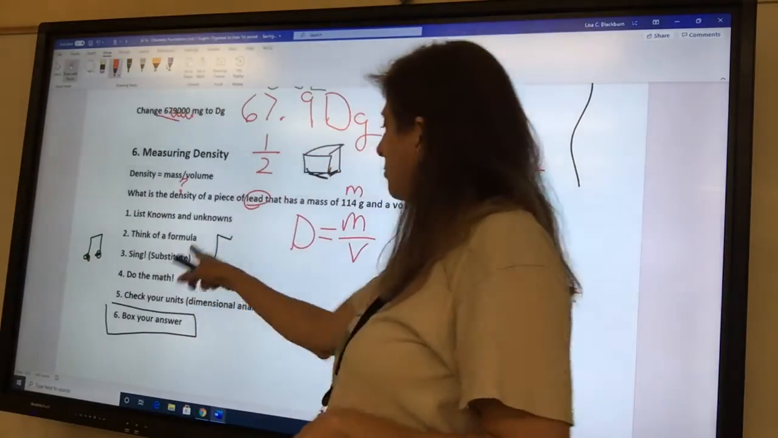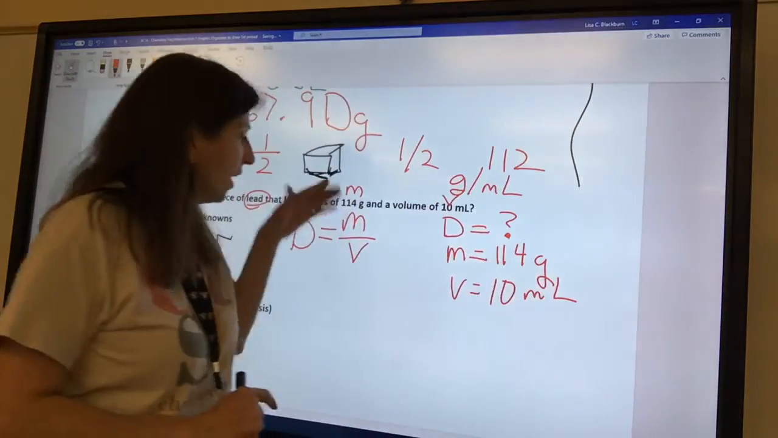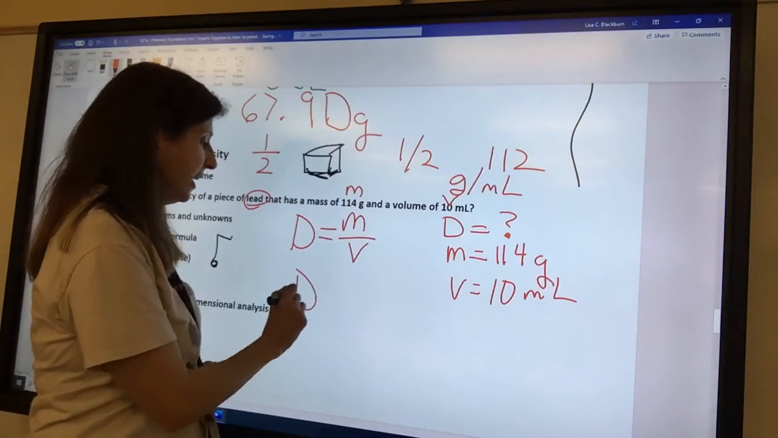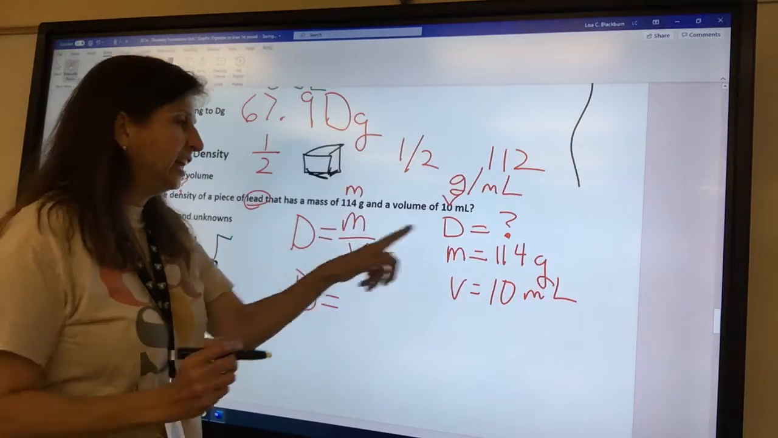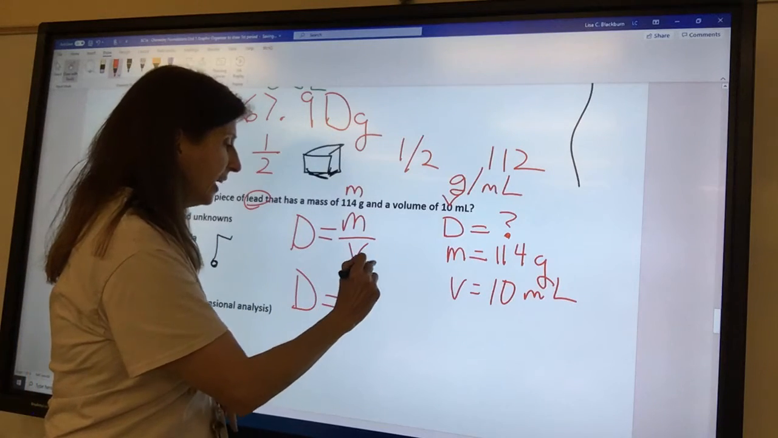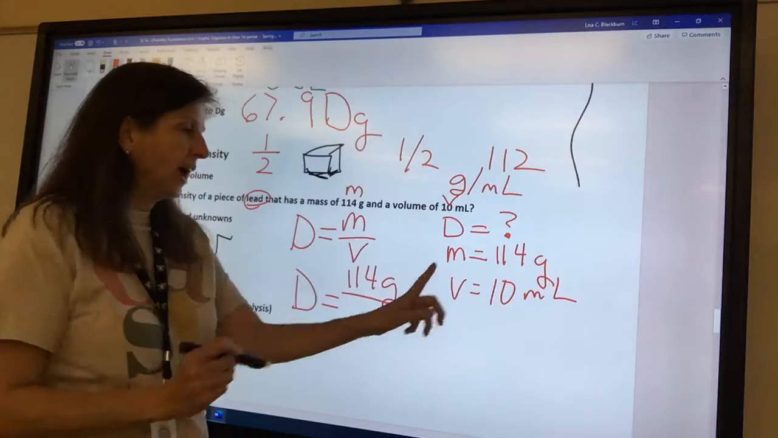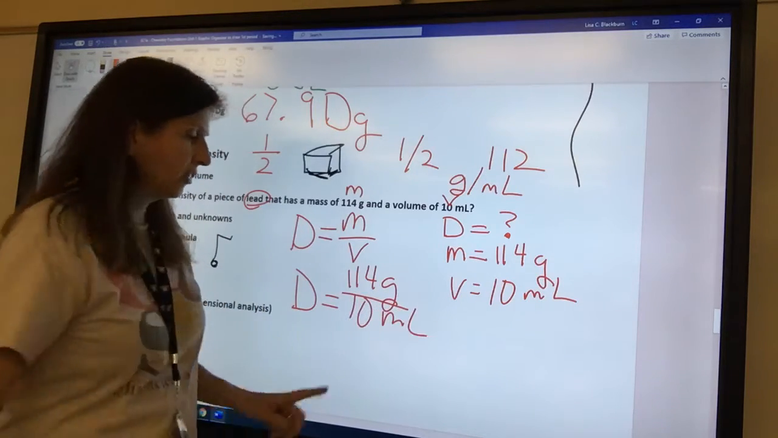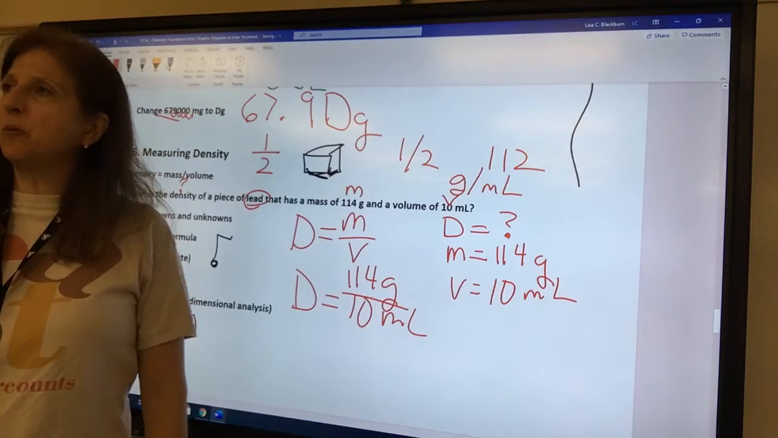All right, so now we're going to substitute our numbers in. So right underneath, density is our unknown, so we're going to write D. Right underneath M, we're going to write the mass, and right underneath the volume, we're going to write the volume. Okay, so that's what I mean by substitute.